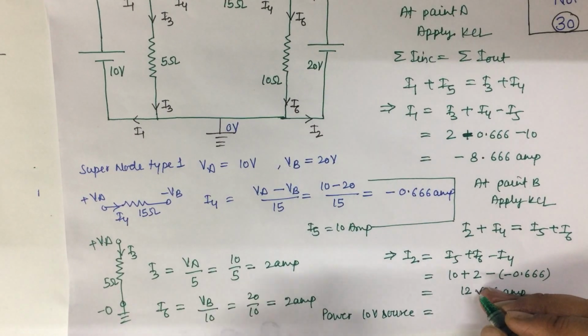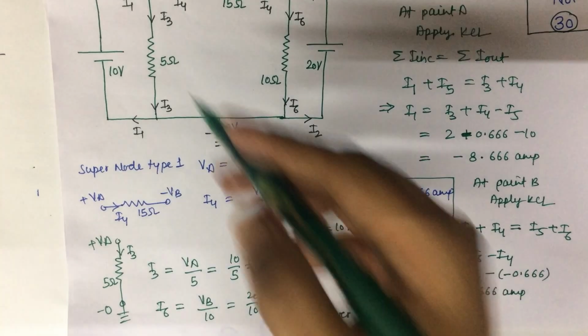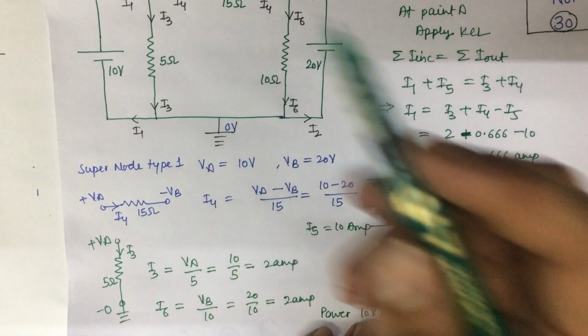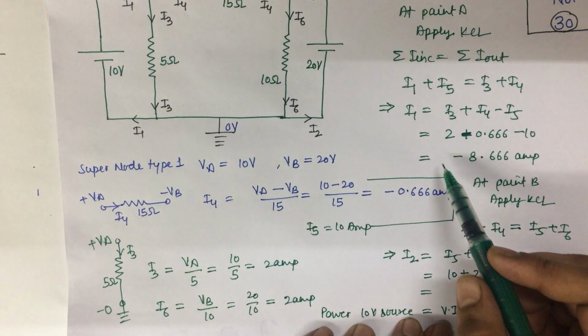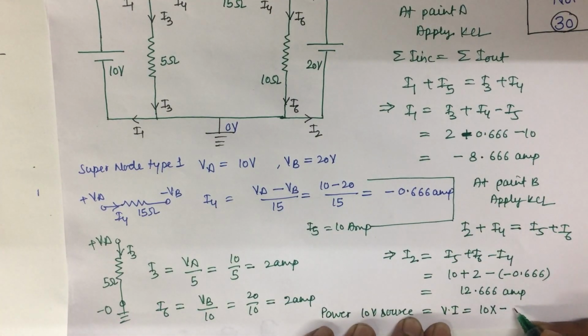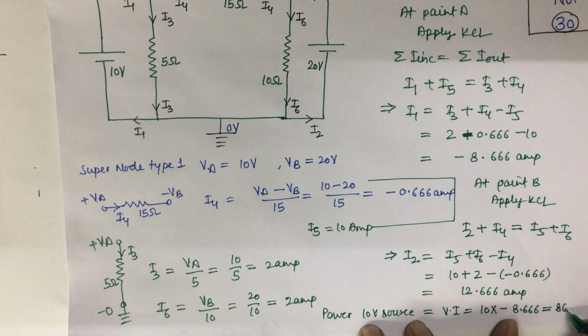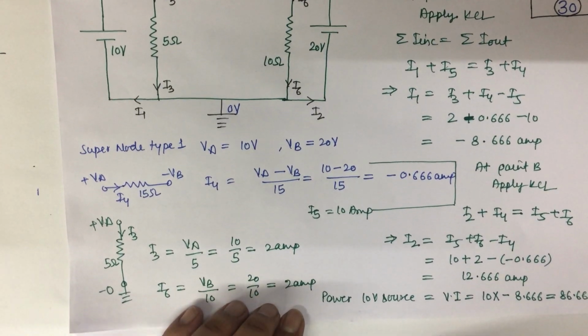Power is equal to V into I. So what is the potential at VA? That is 10 volt. And what is the current supplied by I1? So what is the value of I1? This is minus 8.666. It means 86.66 watt. So this is the power supplied by this source, 10 volt.